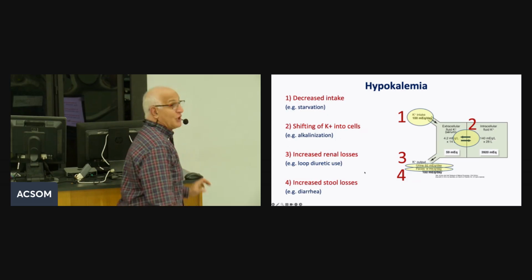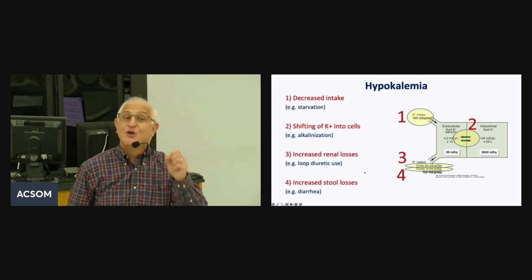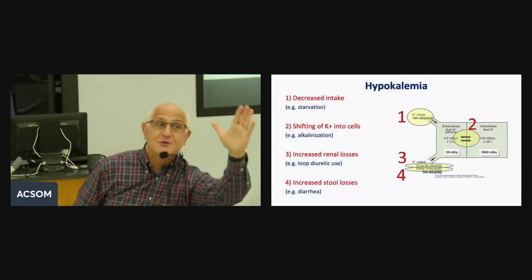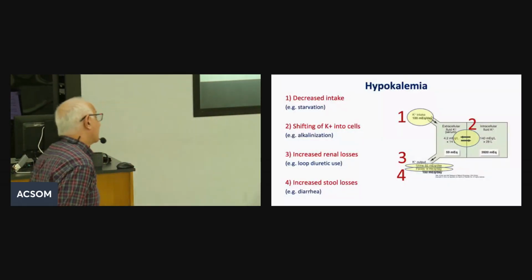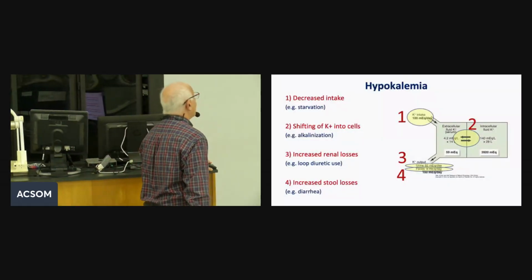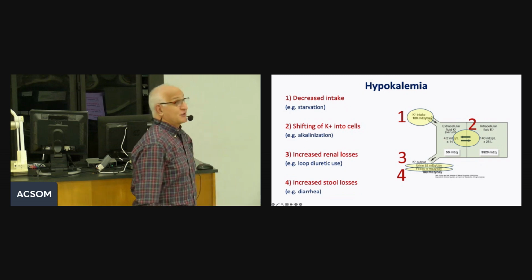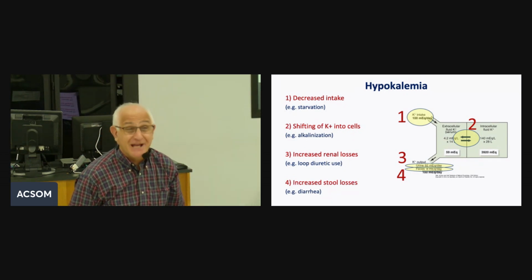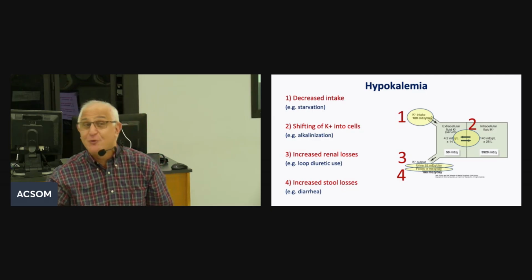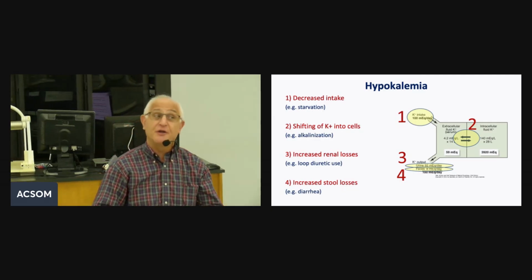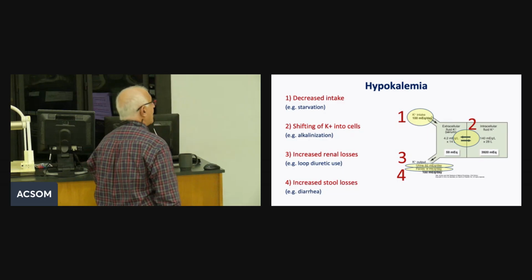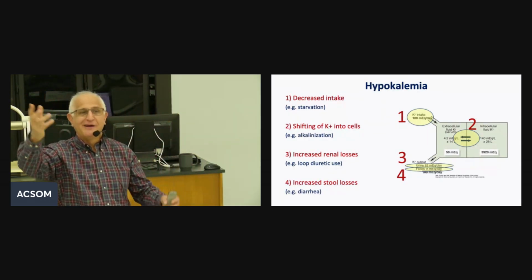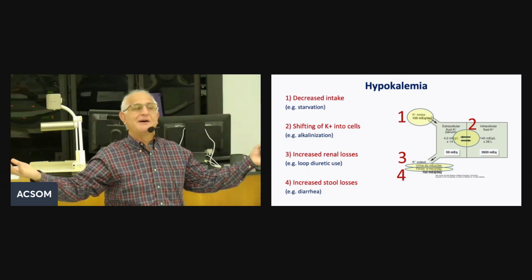Increased renal losses. You give me a loop diuretic. Sodium, potassium, 2 chloride is blocked. My potassium is gone into the urine. I will get hypokalemia. Increased stool losses. I told you about this. It should be major. We are not talking about a few episodes. You need to have a lot of stool for you to have hypokalemia. So you see these four, if you know everything about hypokalemia.